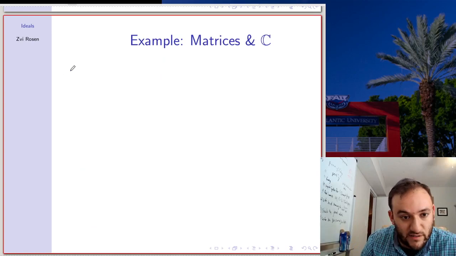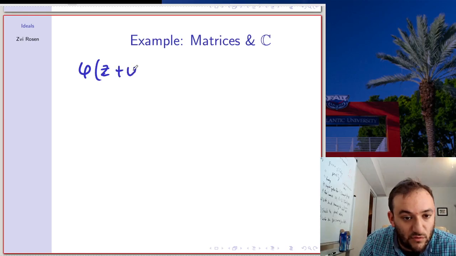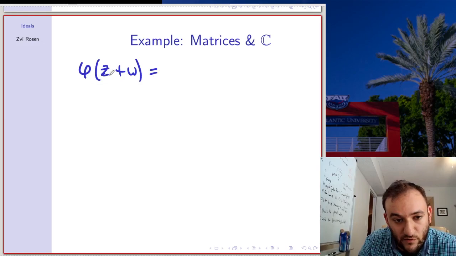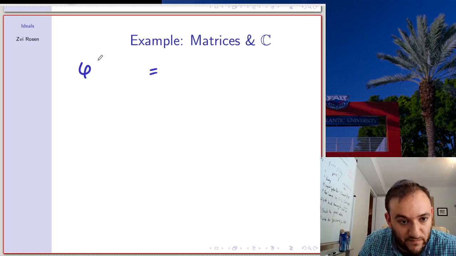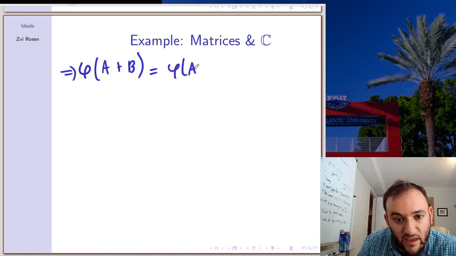Or in other words, phi of z plus w, for those two matrices, let's actually call them A and B, equals phi of A plus phi of B.